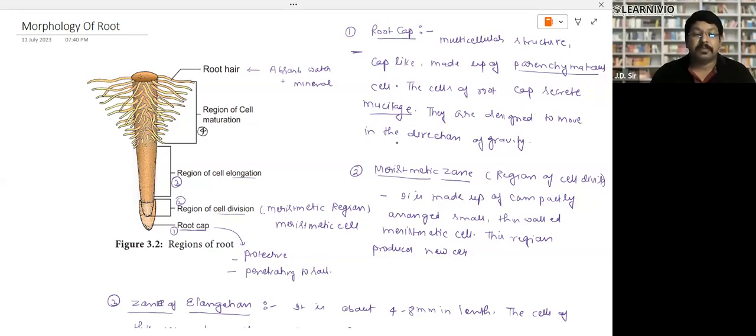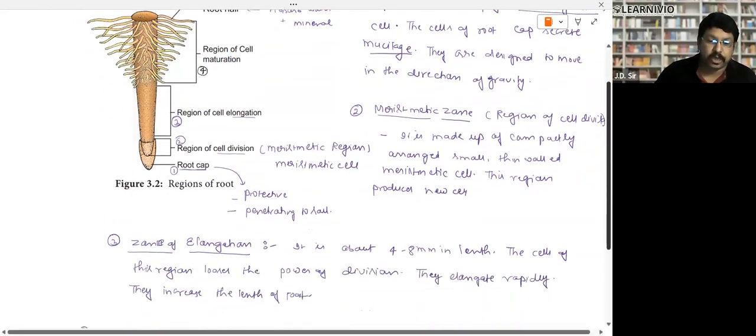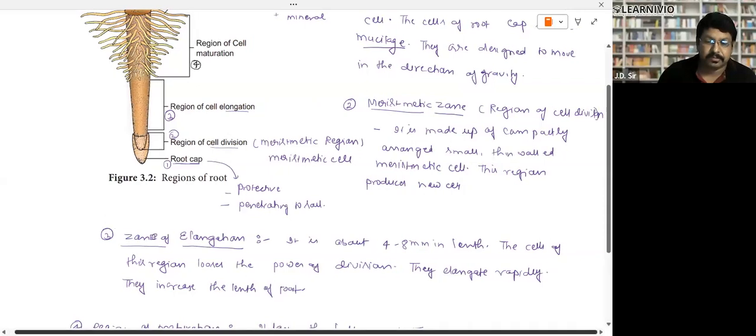So root cap is a multicellular structure. It is cap-like, made up of parenchymatous cells, right? The cells of the root cap secrete a mucilage, a gel-like substance. They are designed to move in the direction of gravity. So this was the root cap. I have dictated all of them, the day before yesterday.